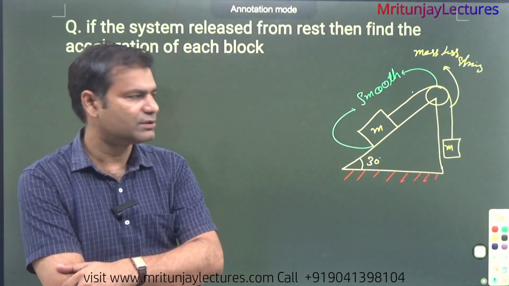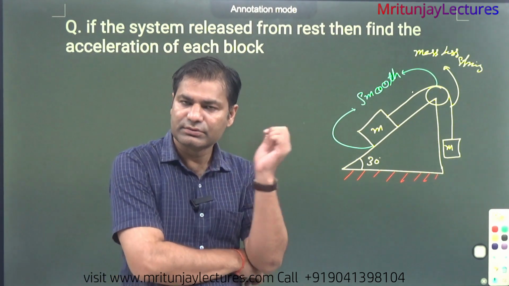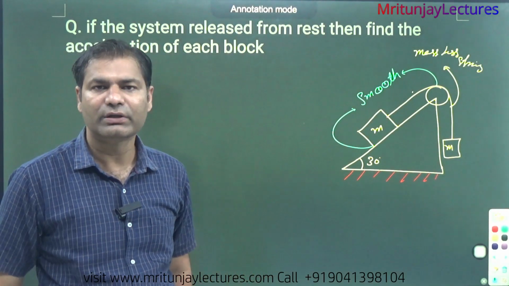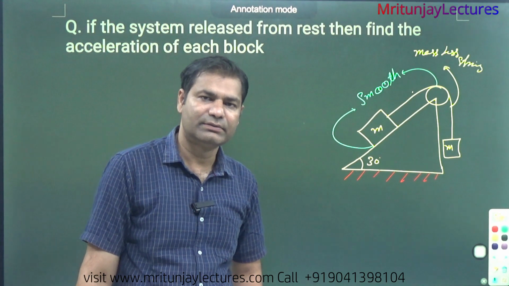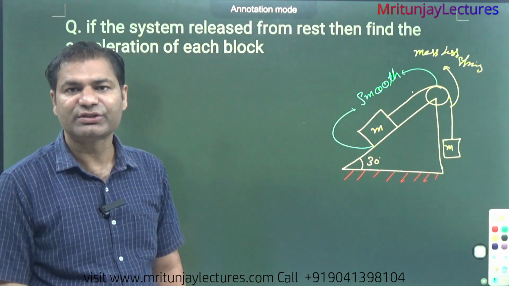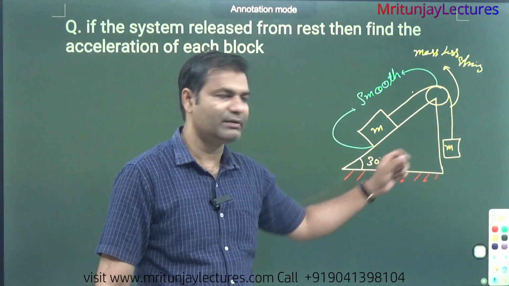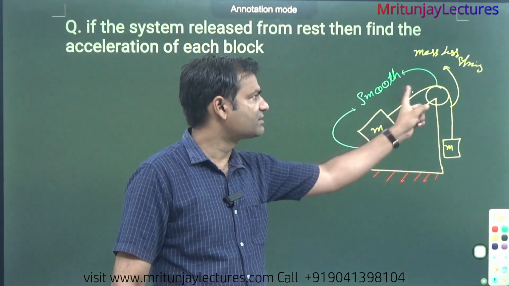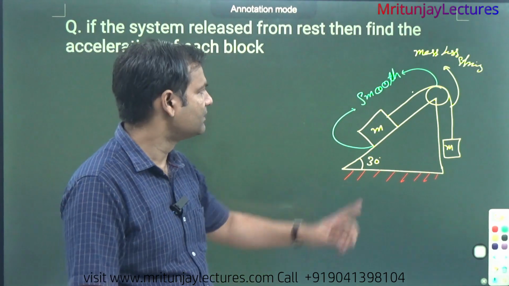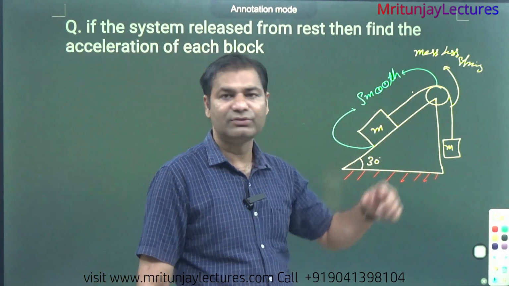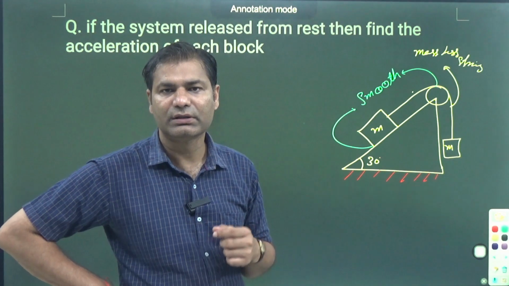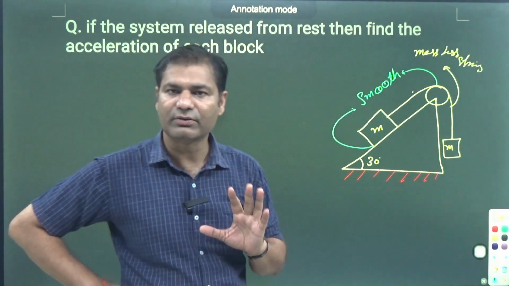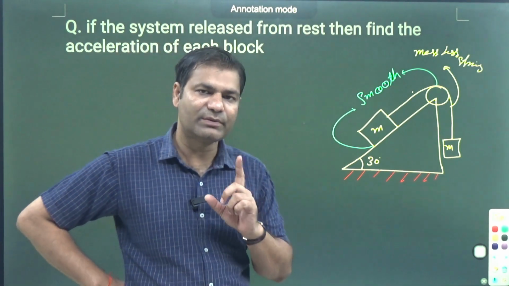Normal force due to the surface, the inclined plane. So how can we determine this? First of all, we select the system. There are two systems, M and M, and here is a smooth surface. And what about the string? The string is massless, and this pulley is also massless and smooth. Clear or not? So first of all, we select the system.